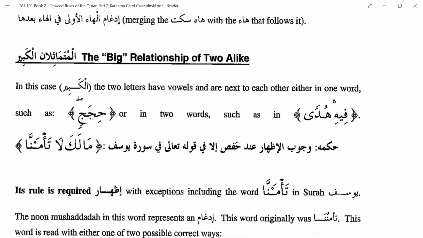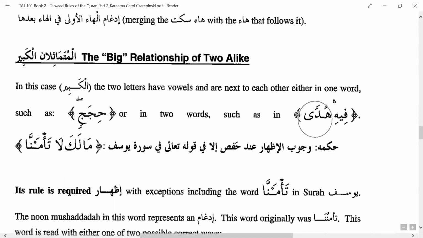Now we come to again mutamathilan, but this time we'll see kabir. You remember kabir? Kabir was when you have two letters which both have haraka, in one word or in two different words. Like here, this one, hijajin. You have two jims both in the same word, hijajin. This is also idgham, but this is kabir. You require effort to keep both the letters, because both are the same letter.